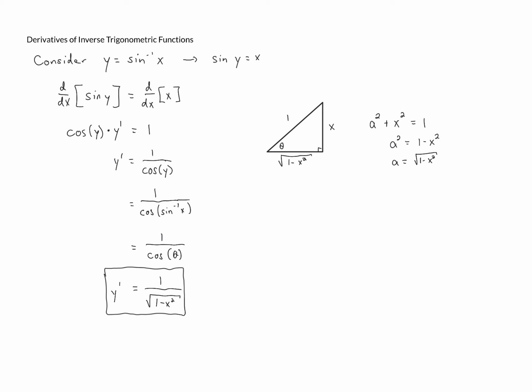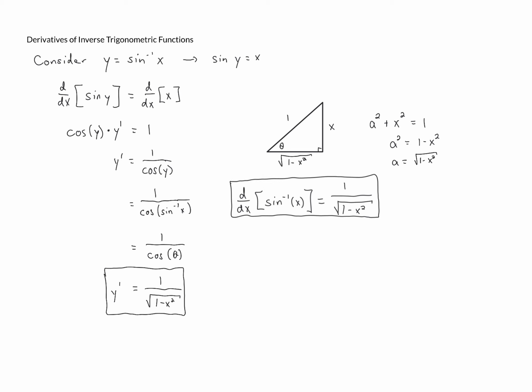So at this point, we have the derivative of the inverse sine function. We know the derivative of the inverse sine of x is equal to 1 over the square root of 1 minus x squared. And once we have this formula, we can use it to differentiate different functions that have inverse sine of x in them. Let's do one quick example together.